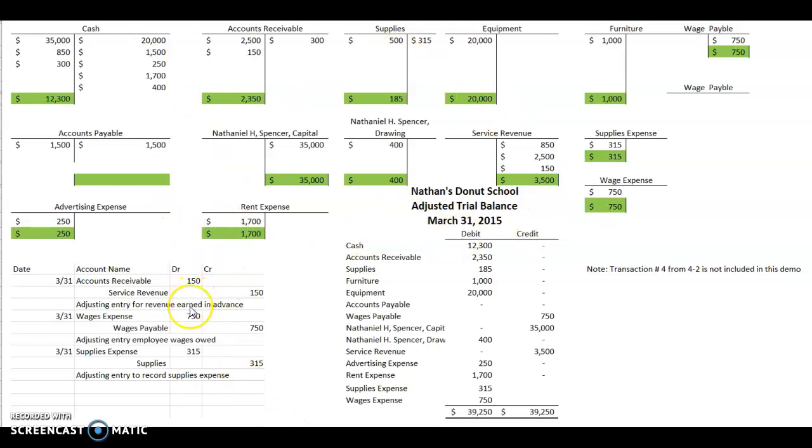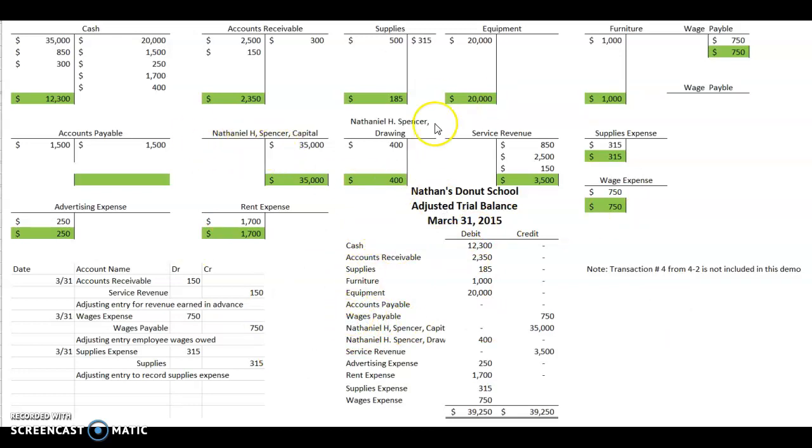And we're going to go through and post all of these. Wages expense, wages payable, supplies expense, and supplies are all going to be posted. Just note, transaction number 4 is not included in this example.